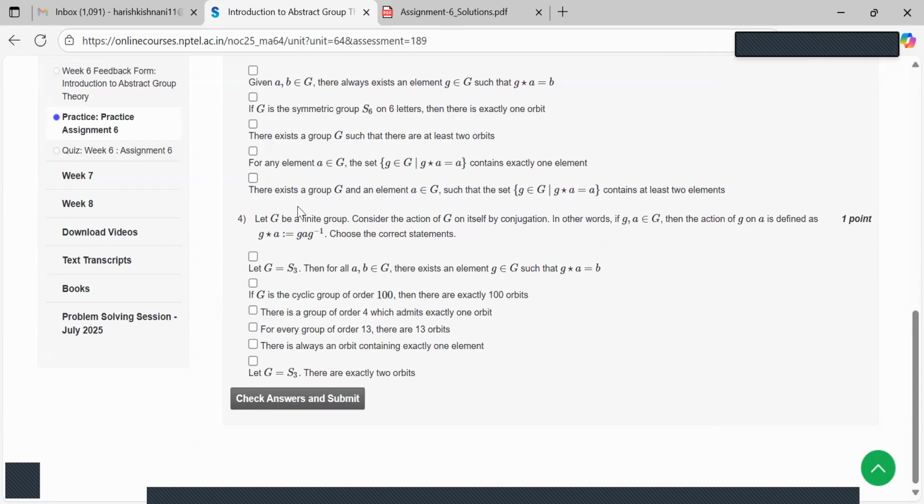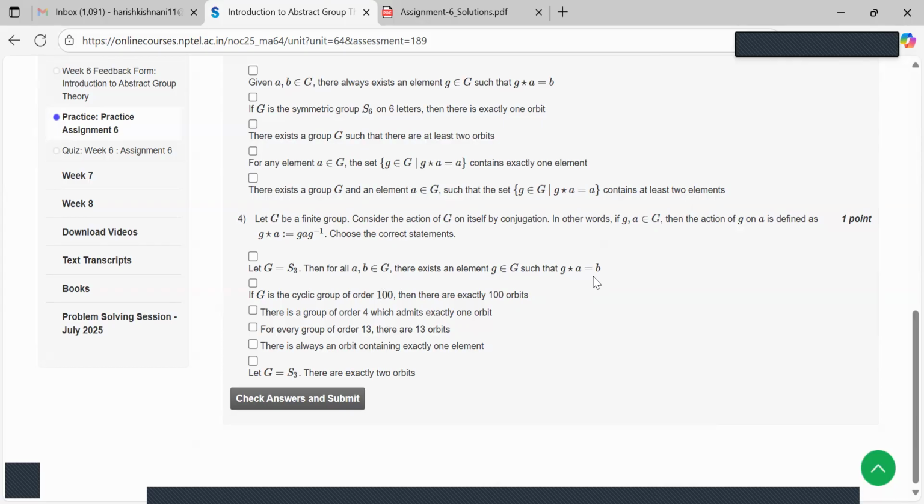Now, there exists a group G and an element A belonging to G such that this contains at least two elements. Again, it's just a negation of this. So we are done with that. Now, if we consider the conjugation action, it's asking the same thing. For all A, B, does there exist G such that G star A is B? So is it true? This will be true if and only if A and B are in the same conjugacy class, right?